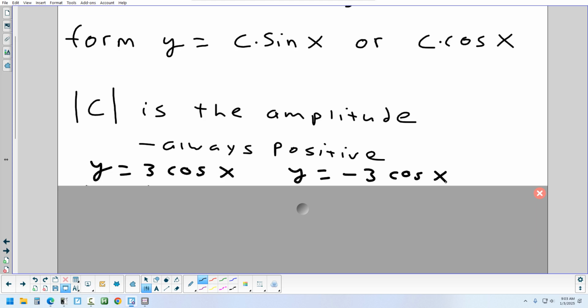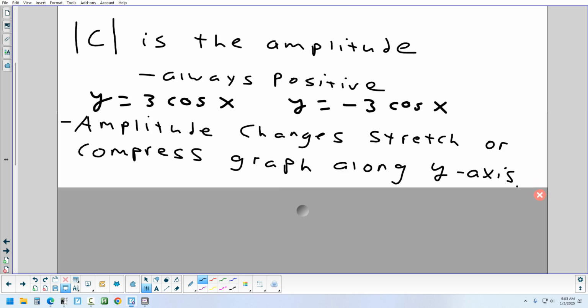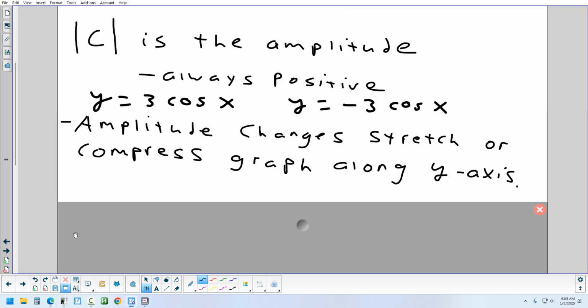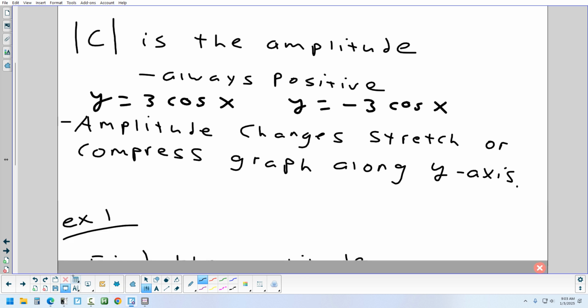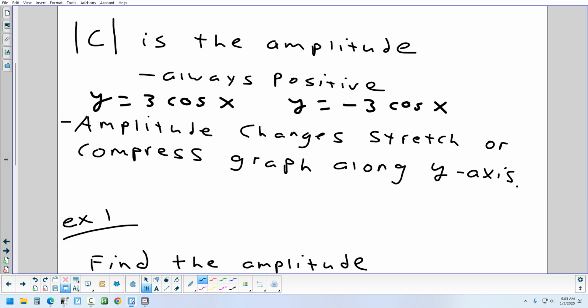It's also 3. There's a flip in there, so when we sketch it, we have to take the negative into account. But if it's asking for the amplitude, the negative does not make a difference. Okay, it just causes a flip. So an amplitude change is going to stretch or compress the graph along the y-axis. So as an example, if this was your original, a change in an amplitude could be something like this.